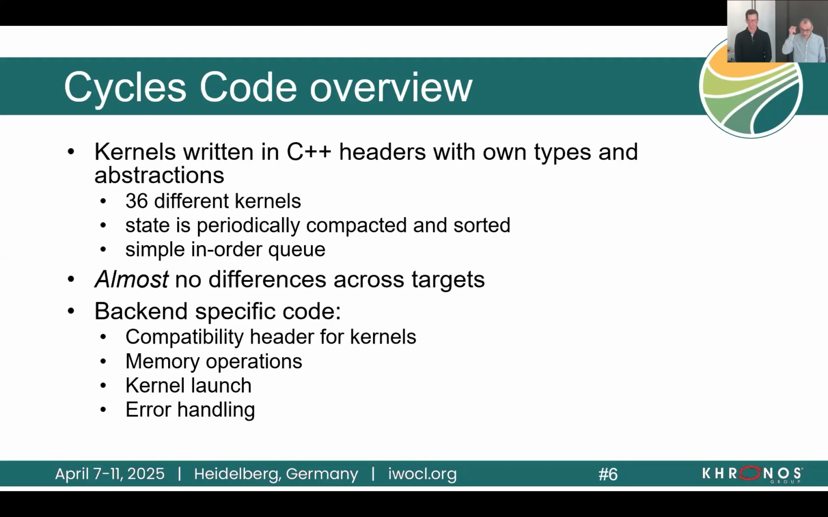And it comprises now 36 different kernels, some really small, just a little sort, some really big. The state in between that is being stored between those kernels is sorted periodically and compacted so that when a lane runs empty, these empty jobs are removed, so you don't have idling cores, and the sorting also helps with coherence. So there's very little difference between those targets. The most backend-specific code is the boilerplate code around it: managing buffers, managing memory, and queuing kernels.